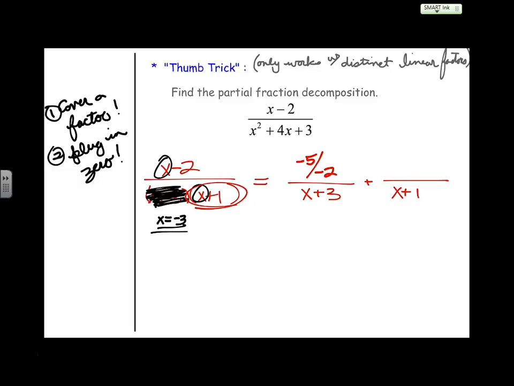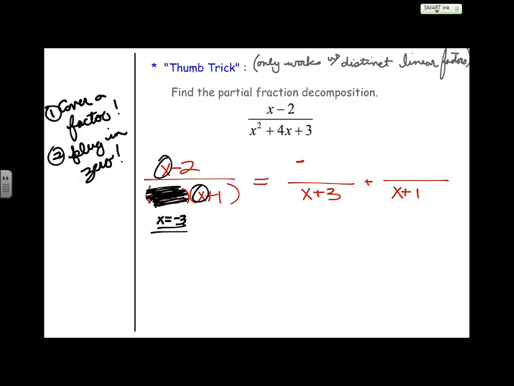Really? Yeah. I didn't have to multiply by common denominators. I didn't have to group like terms. I didn't have to do solving a system. I just got to cover a factor and plug in a 0. And look, what did I put it for? A. The same factor that I covered. Does that make sense? The same factor that I covered.